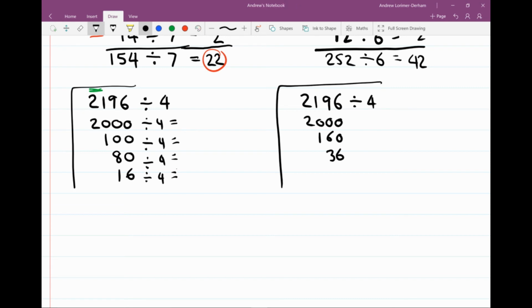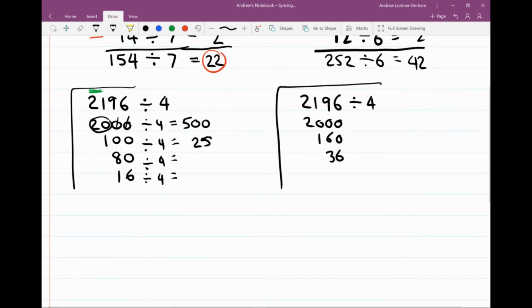So 2,000 divided by 4, it's like 20 divided by 4, but it's 100 times bigger than that. So 20 divided by 4 is 5, and then it's 100 times bigger, so we need to add 2 zeros to the end. This time, 100 divided by 4, or a quarter of 100, is 25. 80 divided by 4 is 20, and 16 divided by 4 is 4. And if we add all of these up, 5 and 4 is 9, 2 and 2 is 4, 549.